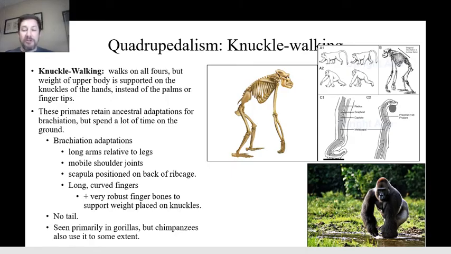Chimpanzees do some knuckle walking, but they're much more mobile, and so they only use it part of the time. And so again, make sure to watch the video of the gorilla knuckle walking in the playlist, and then compare it to the behavior of other primates that you've looked at.